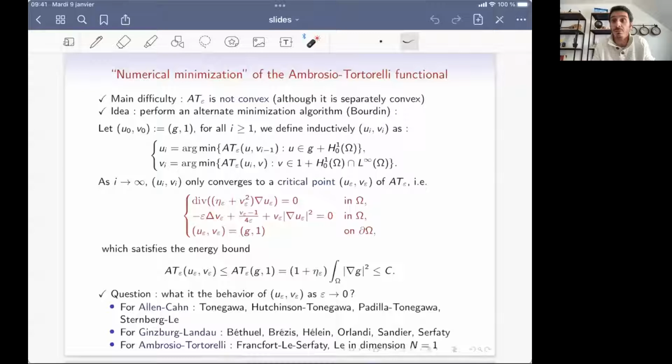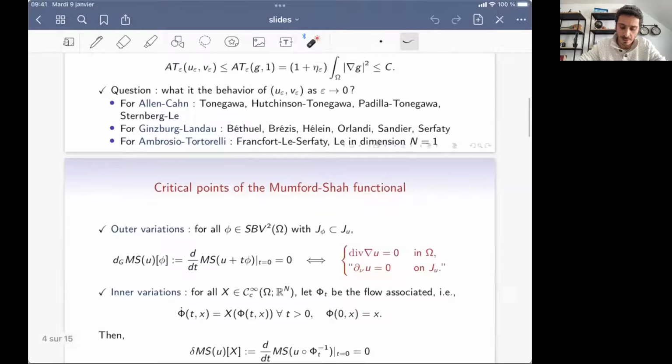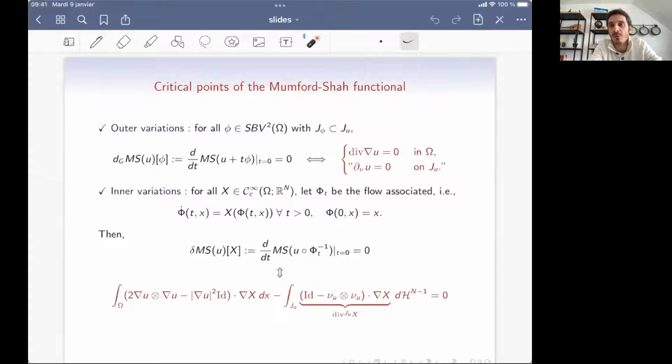So before explaining what we did, let me say some words about critical points of the Mumford-Shah functional, because this is where we expect to converge. There are essentially two known ways of doing variations.